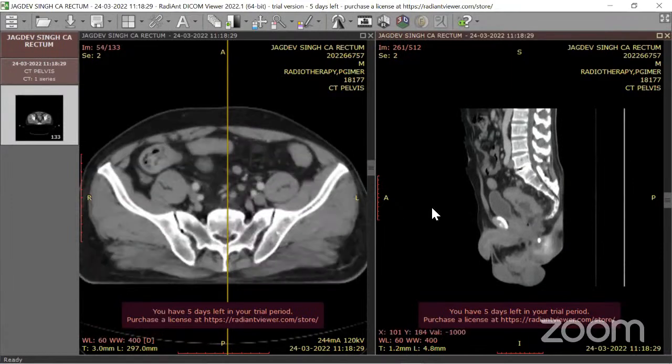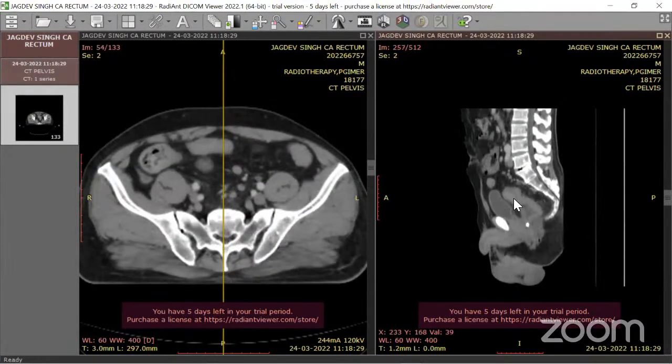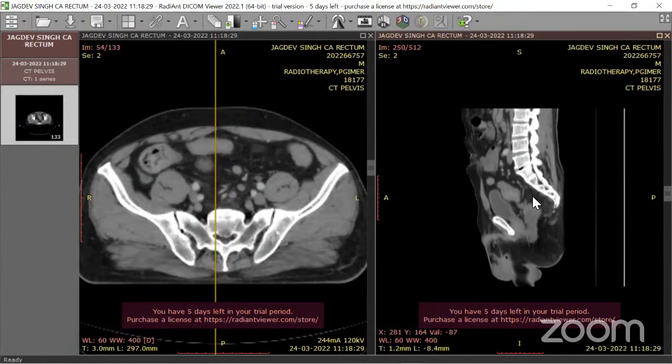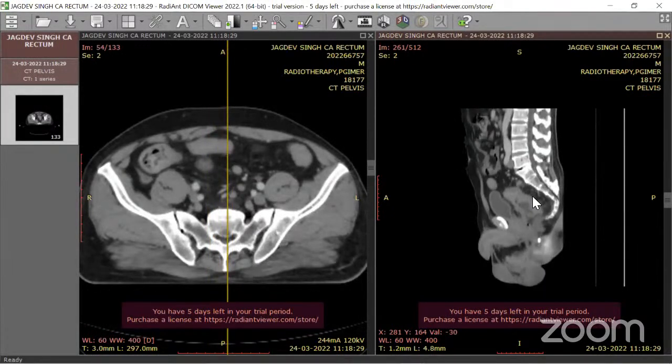So if you see that, here if you take the S1 S2 junction, it will cut through the growth. You will not have any margin above it, so always go 2 centimeters above the growth, and then you mark the upper boundary of that. So always use the sagittal view and then decide about the upper boundary of the volume.